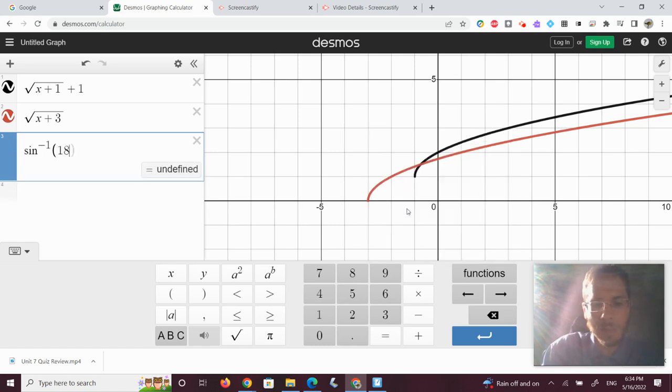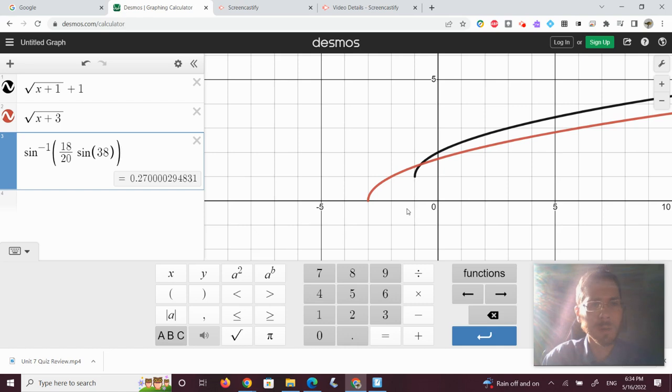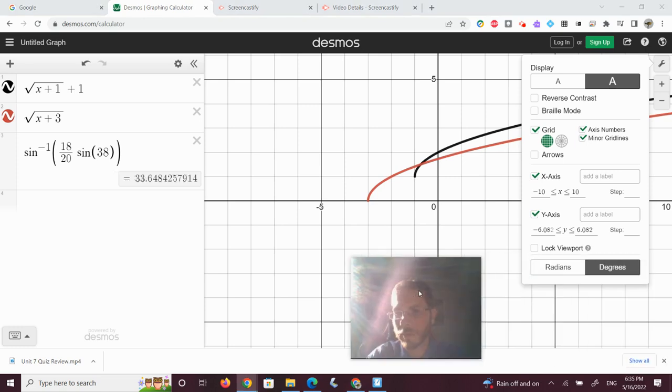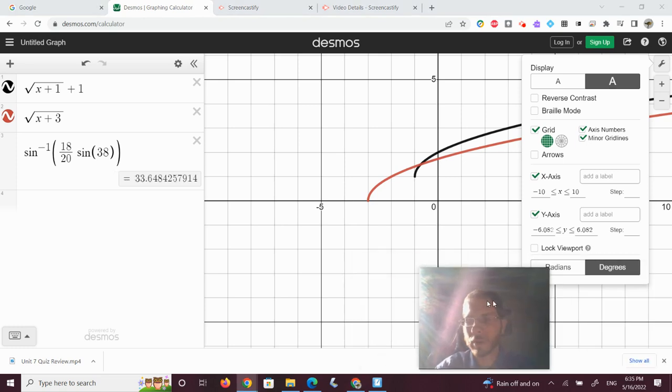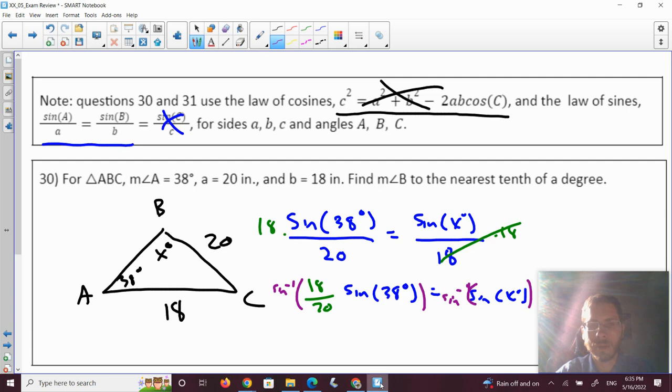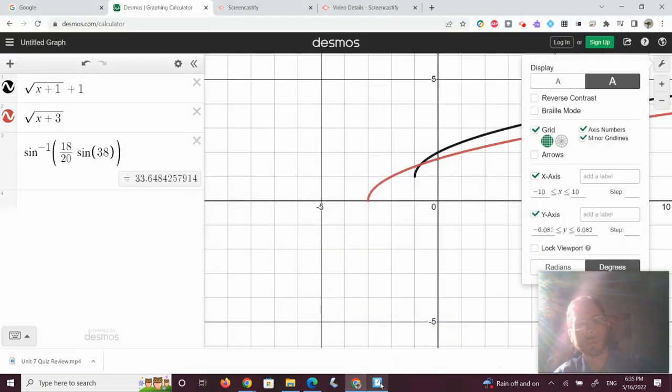And we had 18 over 20 sine of 38 degrees. Now I got to be careful because remember, Desmos does not start me in the right mode. So I got to come down here. I guess you can't really see very well, but there is a degree mode down here. Can I move myself? Yep. So I got to go to degree mode. And this gives me 33.64. So to the nearest tenth of a degree would be 33.6.